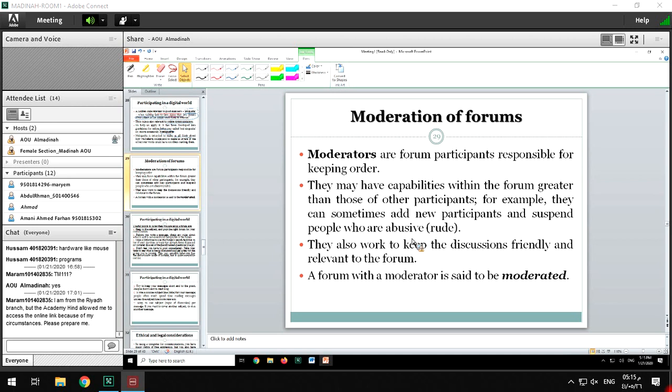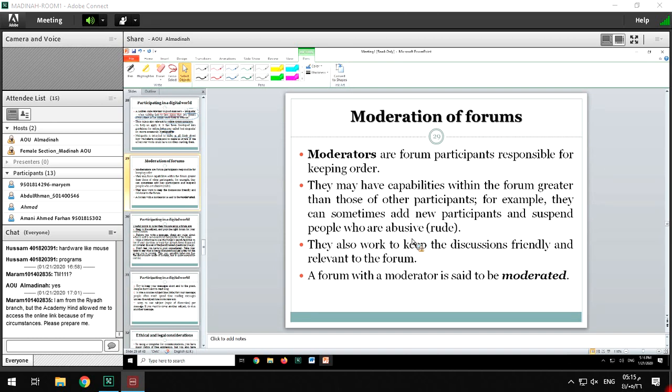Moderation of forum: the moderator is a participant responsible for keeping order. They may have capabilities within the forum greater than those of other participants. They also work to keep discussion friendly and relevant to the forum, and a forum with a moderator is said to be moderated. So this is to keep the forums in a proper manner where there are some discussions going on. So there is something called moderators.